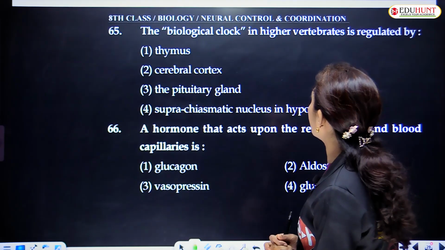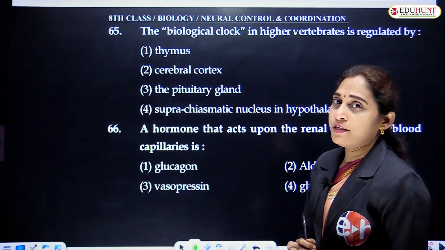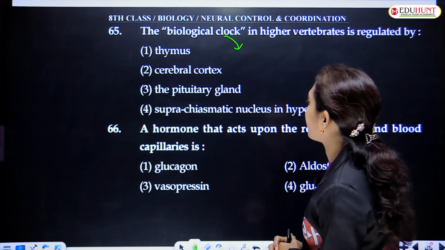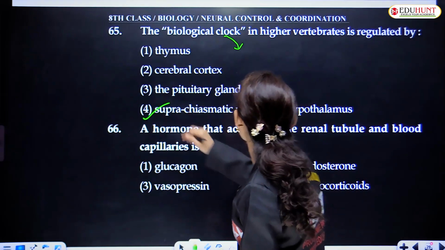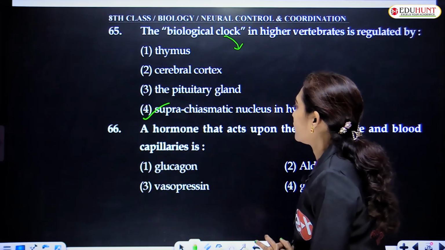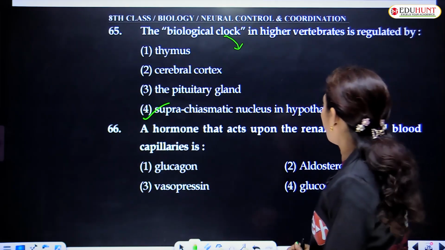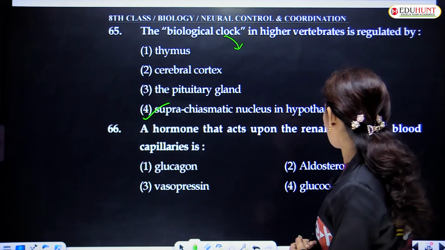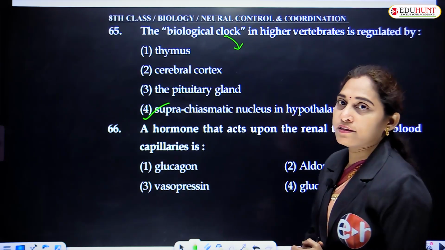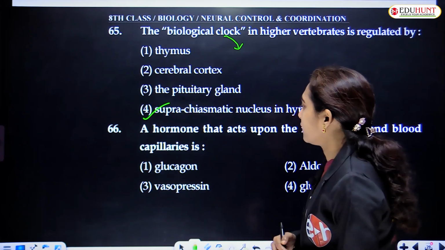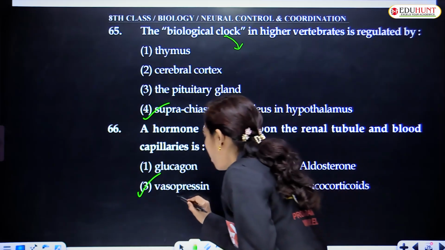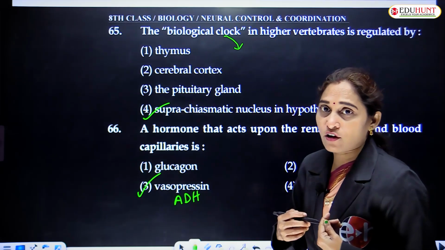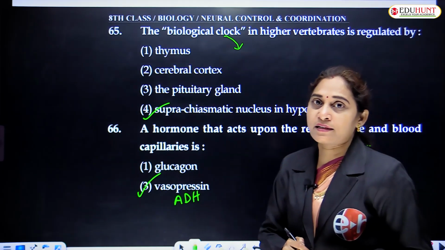The biological clock in higher vertebrates, also called circadian rhythms, is regulated by the suprachiasmatic nucleus in hypothalamus. The hormone that acts upon the renal tubule and blood capillaries is glucagon, vasopressin, aldosterone, glucocorticoids. Here the answer is vasopressin. It is also called ADH, antidiuretic hormone. It has its effect on renal tubules and blood capillaries.